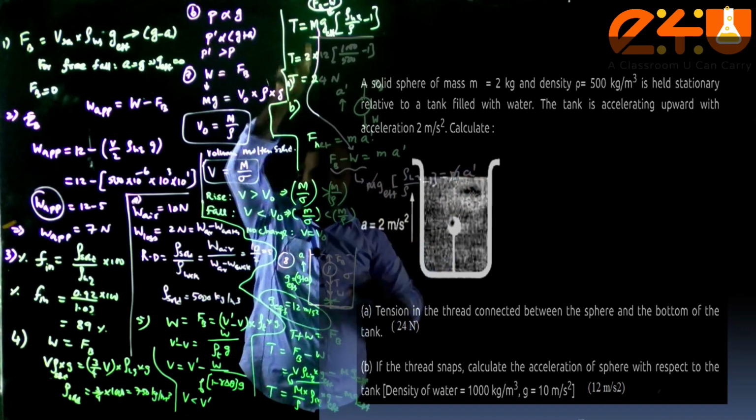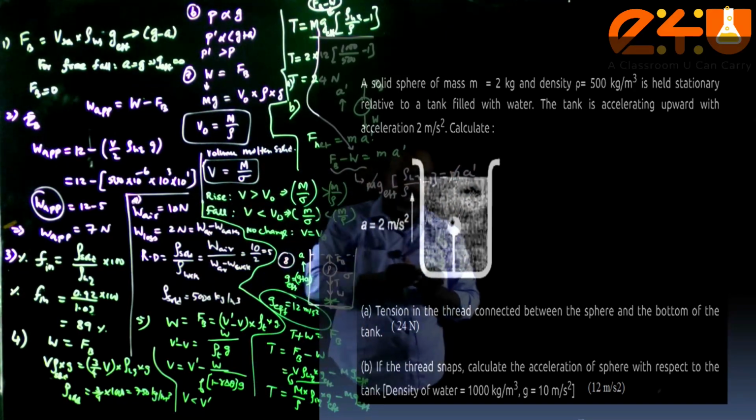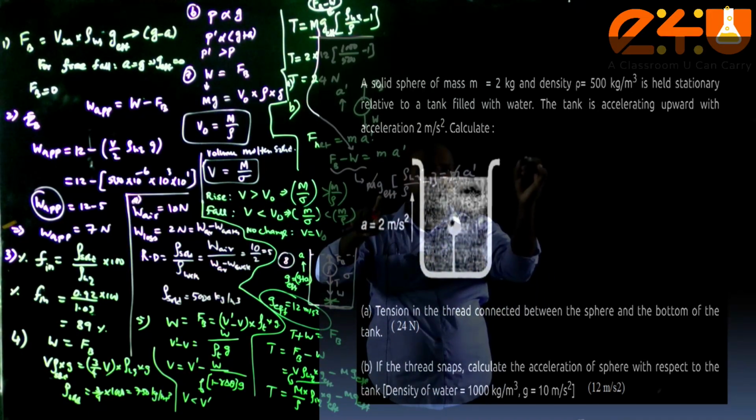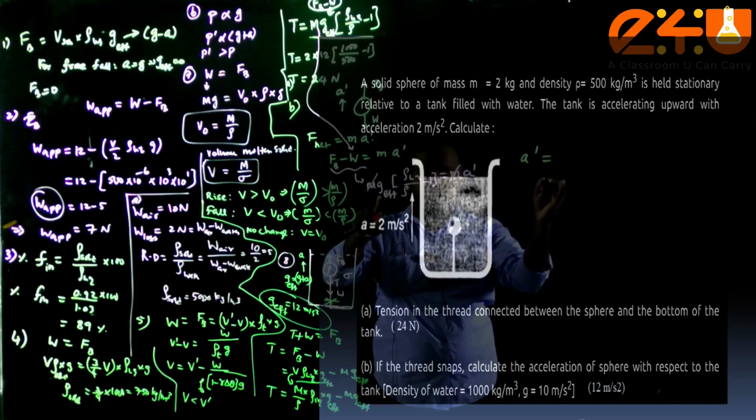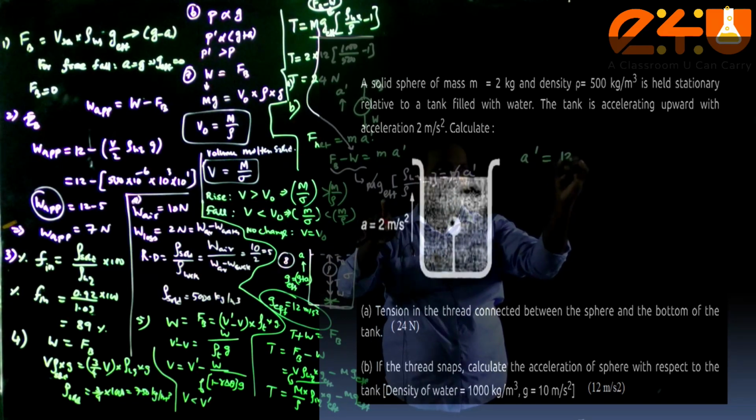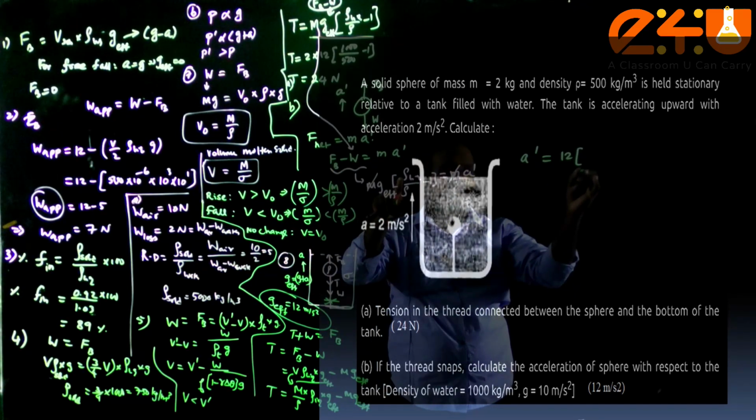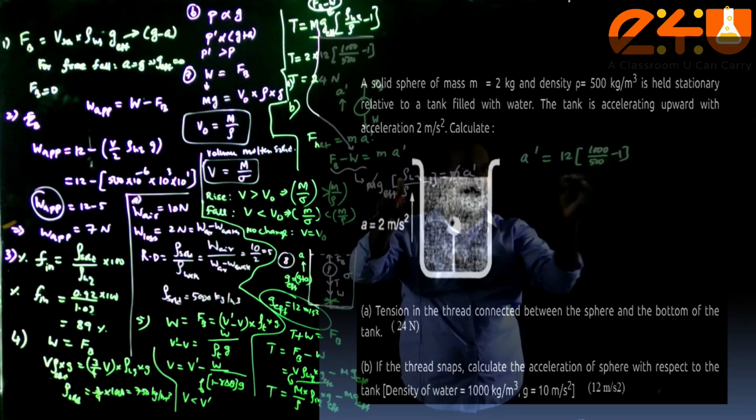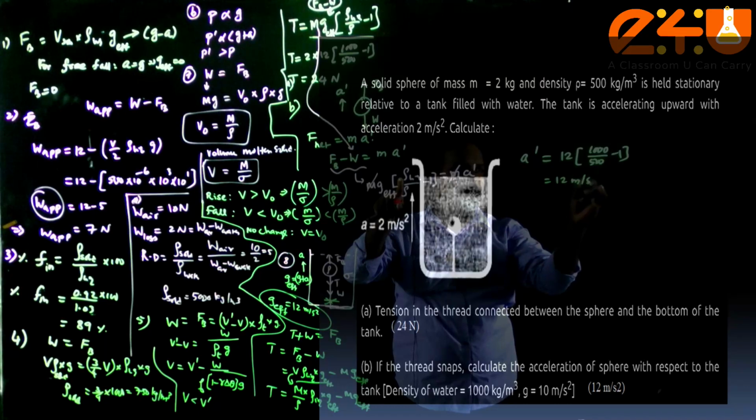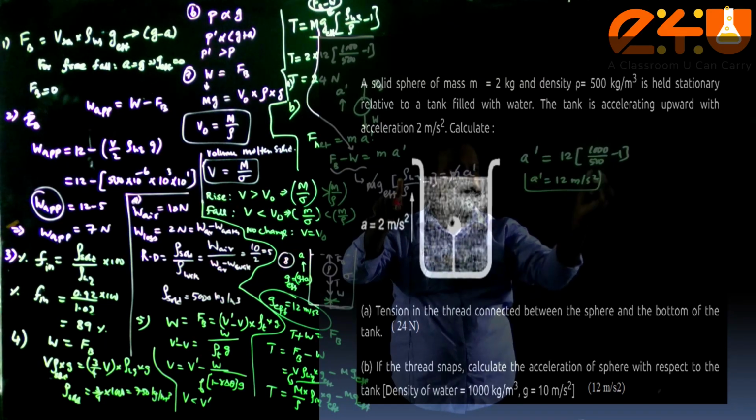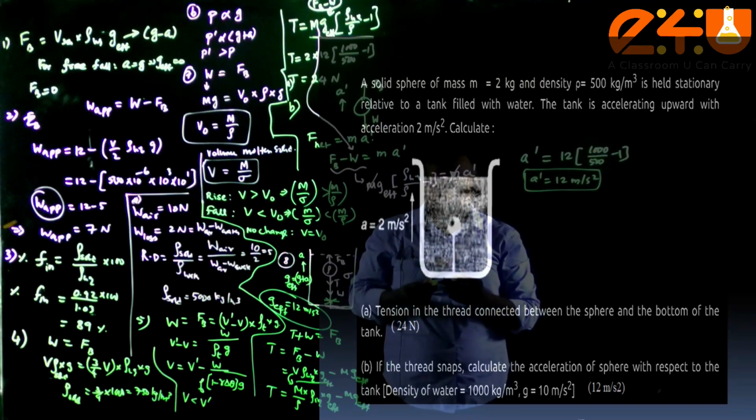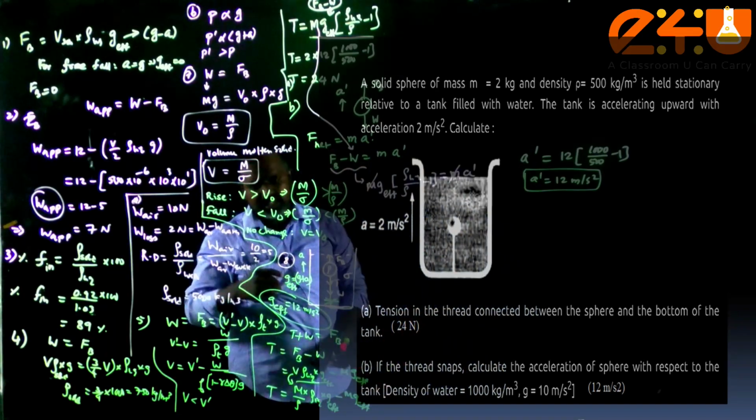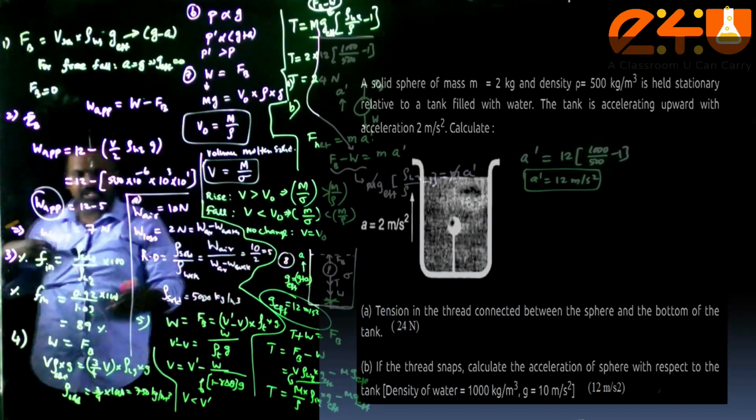This m gets cancelled out. Therefore A dash is equal to G effective, which is 12, into (1000 divided by 500 minus 1). Therefore A dash is 12 meter per second square. This is the acceleration of the sphere when the thread is cut from the system. Please note down the solution, students.